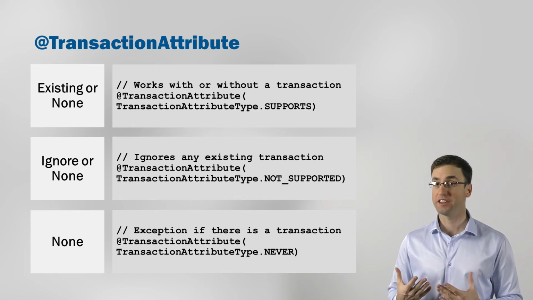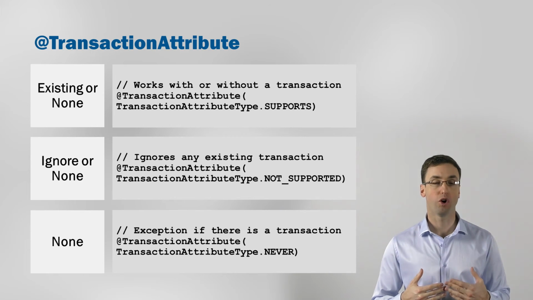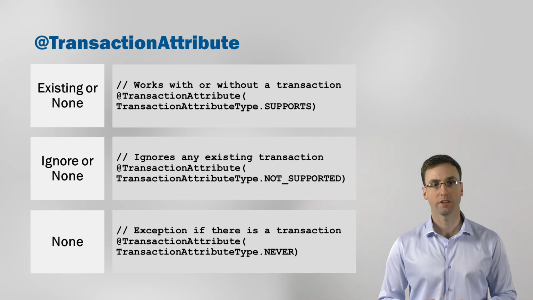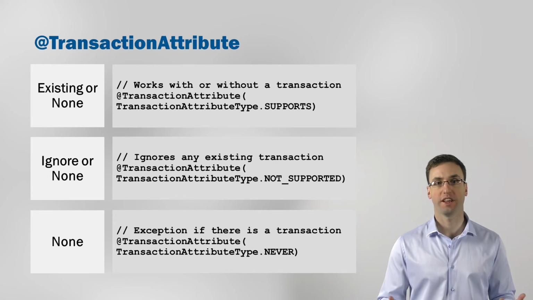The next 3 types are for when you have methods that will work without a transaction. Supports means that your code doesn't care whether there's a transaction or not. It works if there's a transaction, it works if there isn't a transaction.